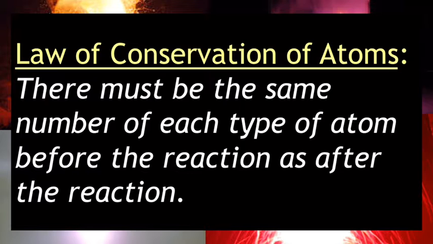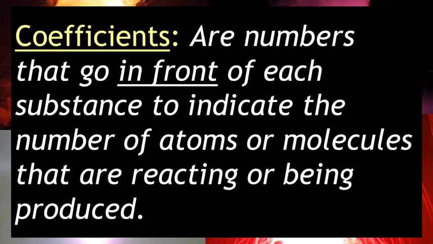So to review why we even balance equations, it's because of the law of conservation of mass, or law of conservation of atoms, which means that there must be the same number of each type of atom before and after the reaction, because no atoms or no matter can be created or destroyed. And to do that, we're going to use something called coefficients. Coefficients are just numbers that go in front of each substance to indicate how many of that substance are present.